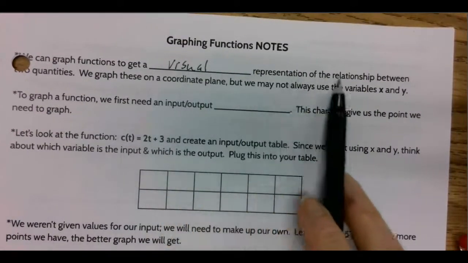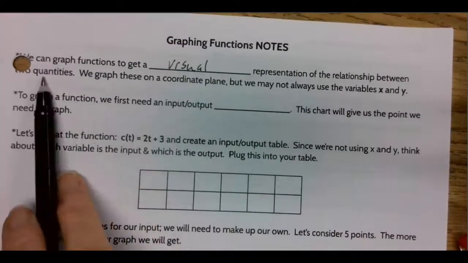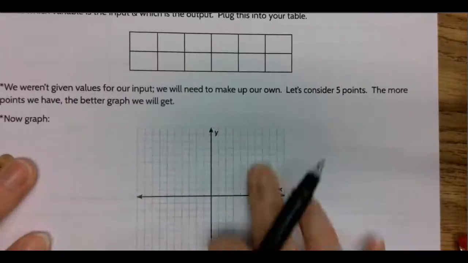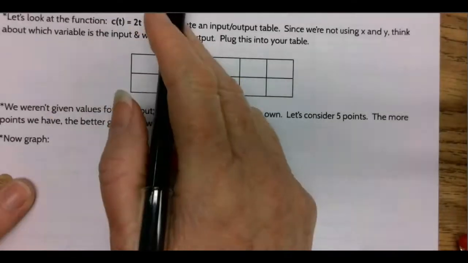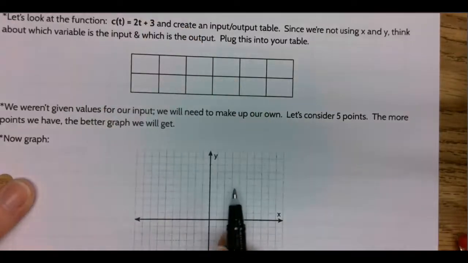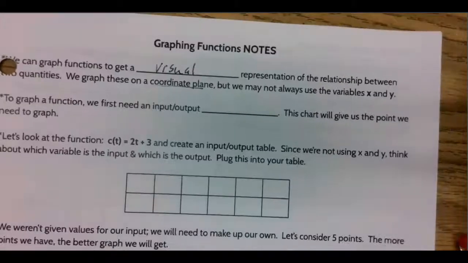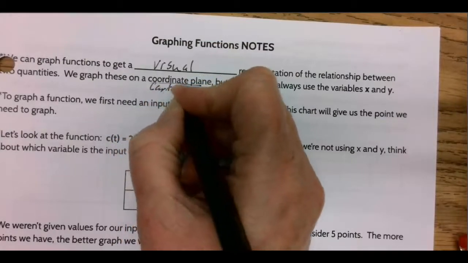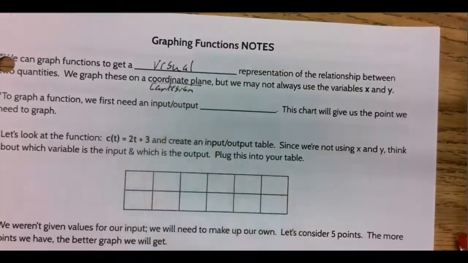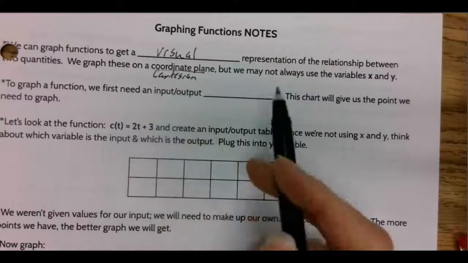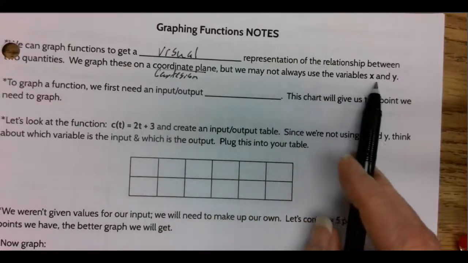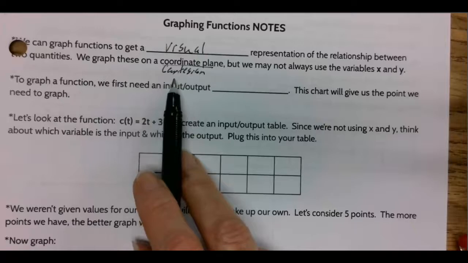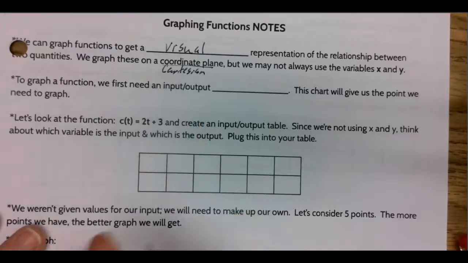And we're going to get a visual representation of the relationship between two quantities. We graph these on a coordinate plane, so a grid down here. That's a coordinate plane. It's called the Cartesian plane, is what it's actually called, so named after Descartes. But it's also called a coordinate plane. But we may not always use the variables x and y. If any of you read about Descartes, he's the one who came up with the coordinate plane, or he's credited with it.